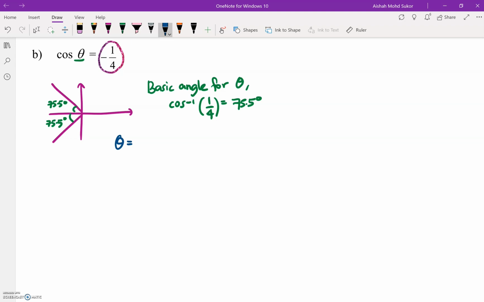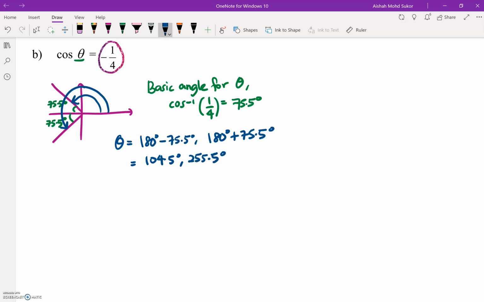So theta is equal to, in the second quadrant, 180 degrees minus 75.5 degrees. And in the third quadrant, it will be 180 degrees plus 75.5 degrees. So the final answer will be 104.5 degrees and 255.5 degrees. So this is the solution for theta from 0 to 360 degrees.